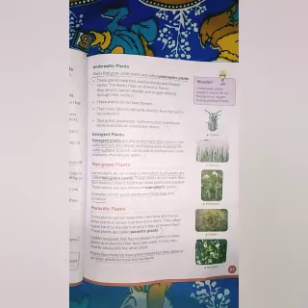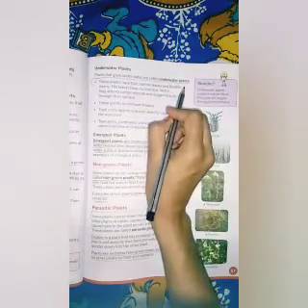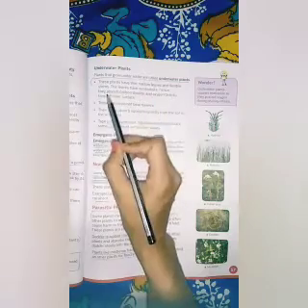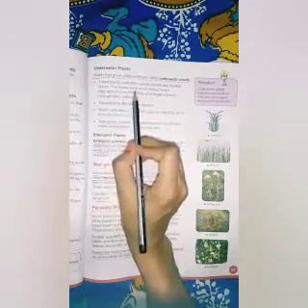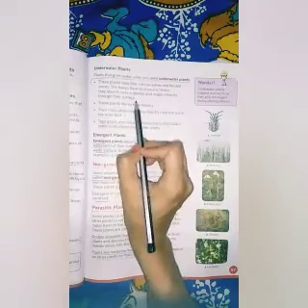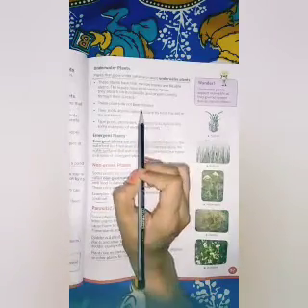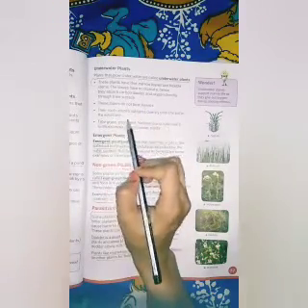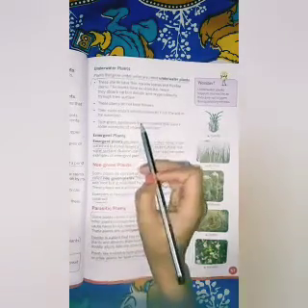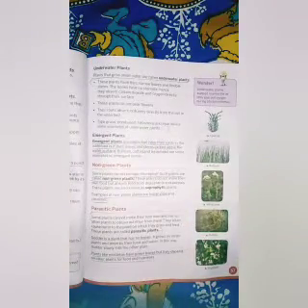Number 3 is underwater plants. Plants that grow underwater are called underwater plants. Some characteristics are that these plants have thin, narrow leaves and flexible stems. As the leaves have no stomata, they absorb carbon dioxide and oxygen through their surface. Number 2, these plants do not bear flowers. Number 3, their roots absorb nutrients directly from the soil in the waterbed. Tape grass, pondweed, vallisneria and hydrilla are some examples of underwater plants.